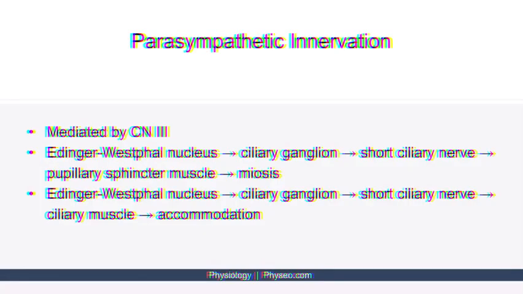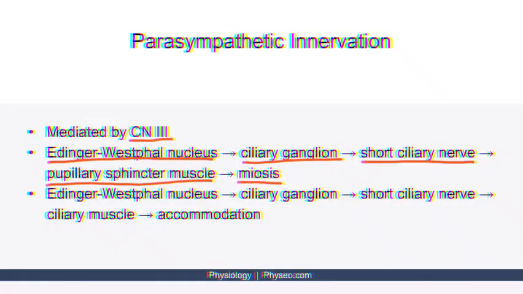Now let's talk about the parasympathetic innervation of the eye. Just remember that the parasympathetic innervation of the eye is mediated by cranial nerve 3, the oculomotor nerve. So innervation starts in the midbrain with the Edinger-Westphal nucleus, then the ciliary ganglion, and the short ciliary nerve, which innervates the pupillary sphincter muscle. When activated, it constricts the pupil and causes miosis. And then the other thing is accommodation, which follows the same path: the Edinger-Westphal nucleus in the midbrain, ciliary ganglion, short ciliary nerve to the ciliary muscle, which performs accommodation.